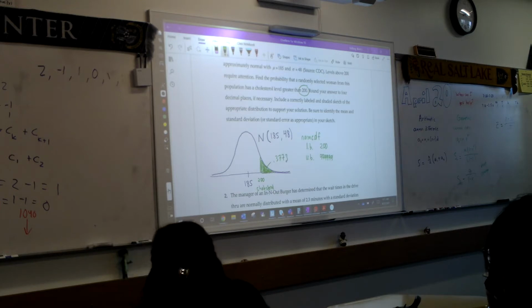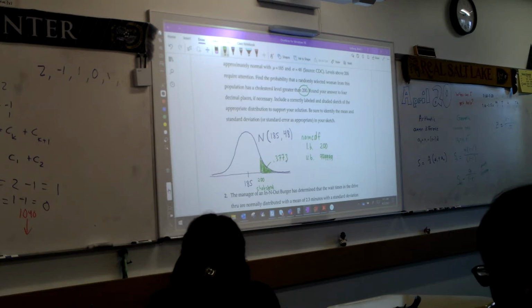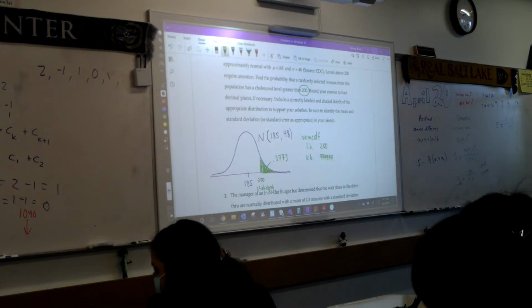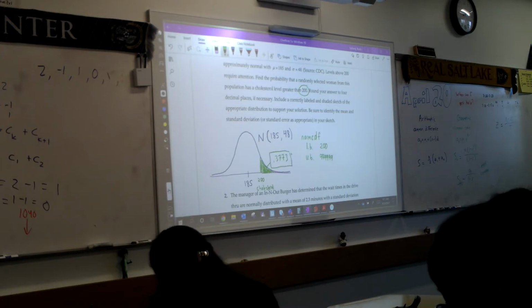So that's going to be the answer, and if this was a free response, I would recommend writing out a sentence saying the probability that a randomly selected woman from this population has a cholesterol level greater than 200 is 0.3773.